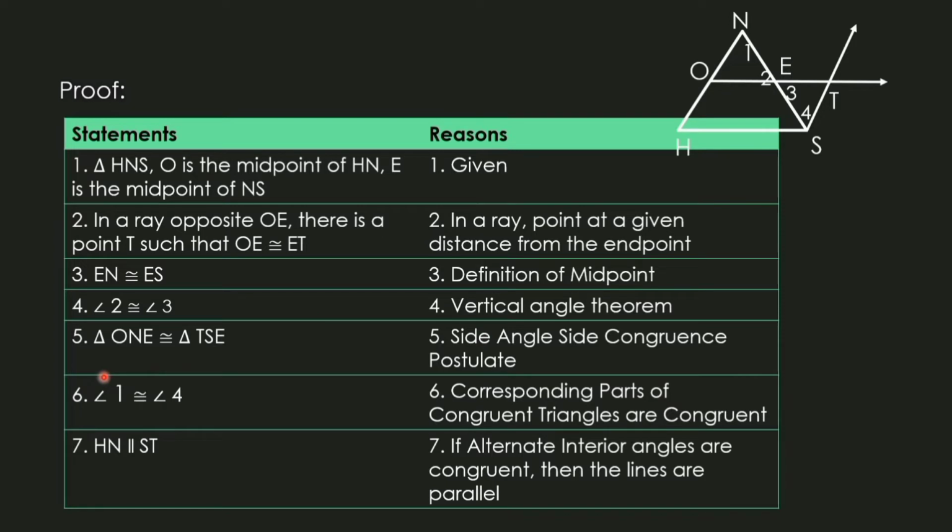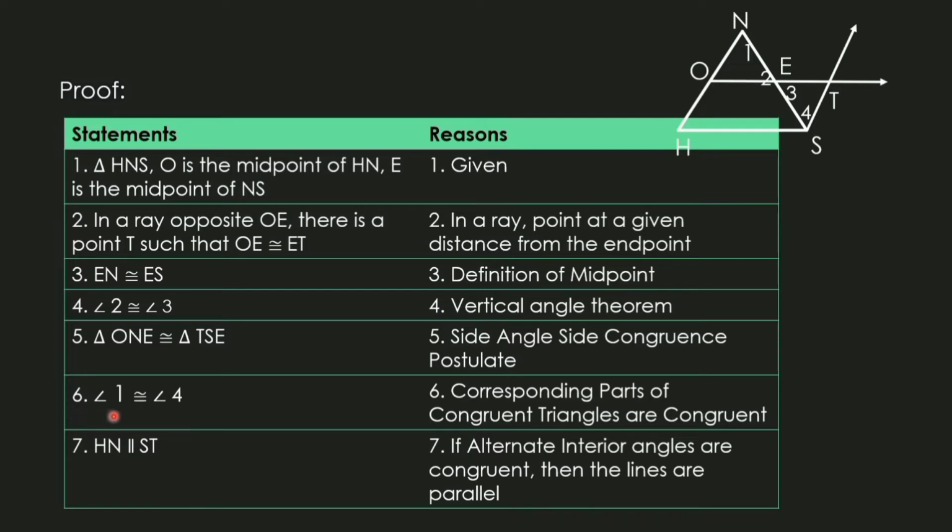Next, triangle ONE is congruent to triangle TSE. This is triangle ONE and triangle TSE. So the reason is side angle side congruence postulate, or SAS. So since we had proved above that this side is congruent to this side, and angle 2 is congruent to angle 3, and OE is congruent to ET, so that is side angle side congruence postulate.